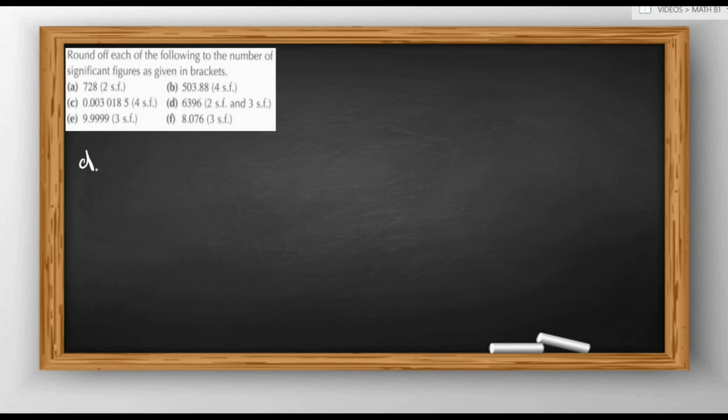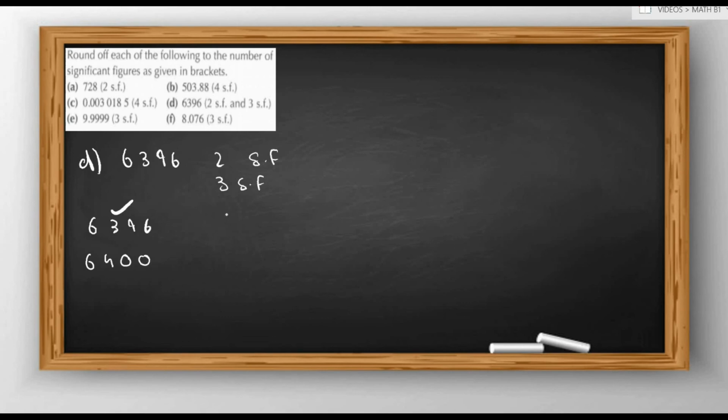Moving on to part D. Part D says the question is 6396 to 2 significant figures and to 3 significant figures. So let's solve for 2 significant figures first. 6396. The second significant figure is 3. So 3 becomes 4 because the number after 3 is bigger than 5. So your answer is 6400.